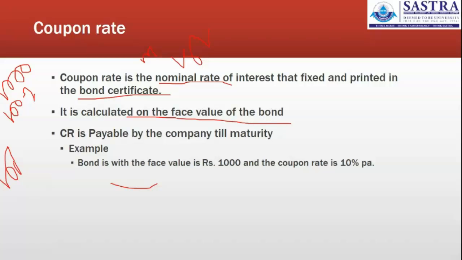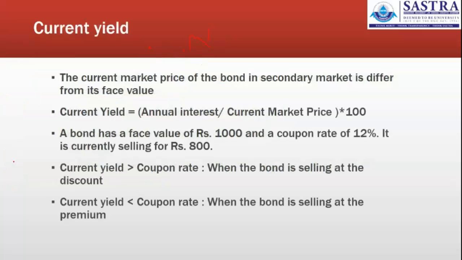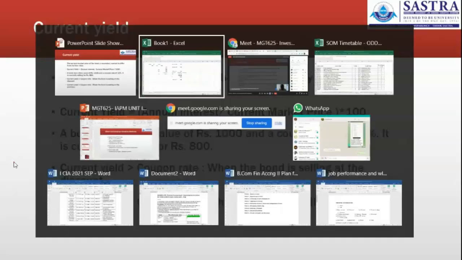For example, take a bond with a face value of 1,000 and a coupon rate of 10% per annum. It means till maturity you can get 100 rupees per annum out of that. And the second part is the current yield.